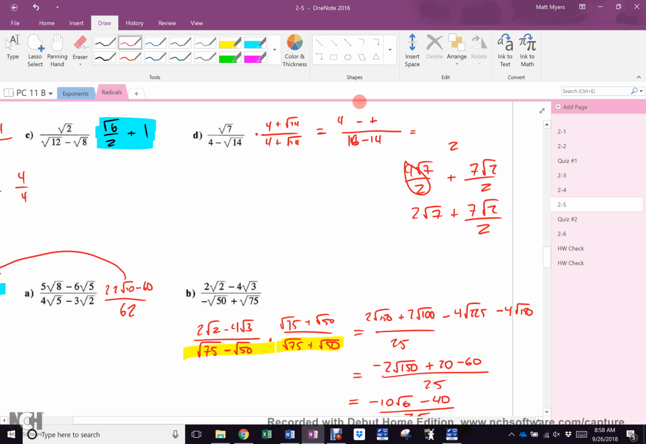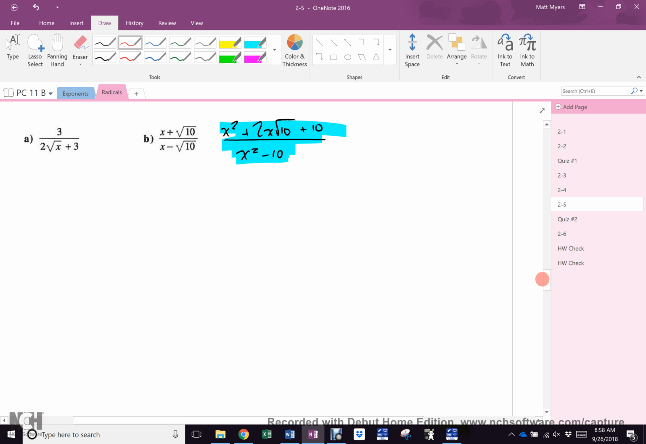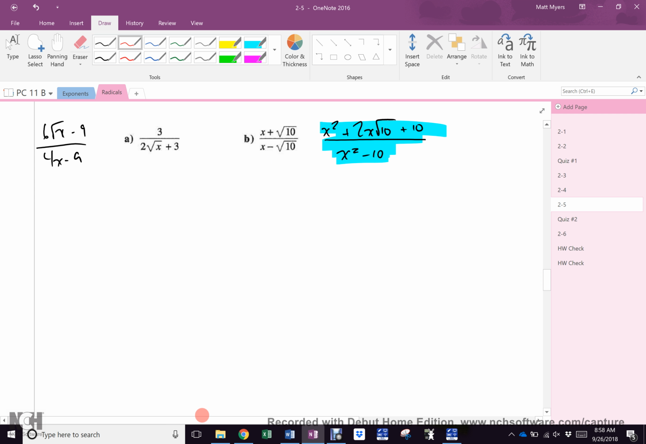I don't need to erase that. And there are the last 2 on that page. Oh, that guy didn't get highlighted. Good?